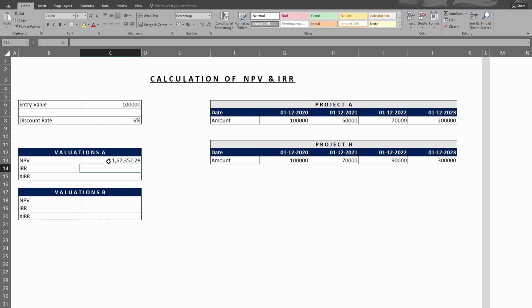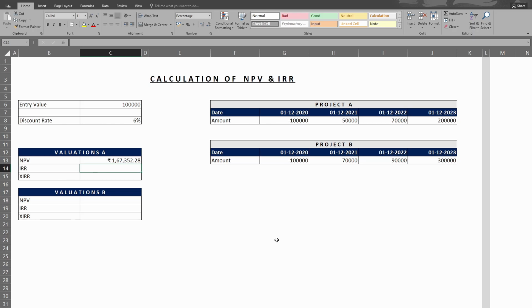Always remember, if NPV is positive, that means you can accept that project. You can go forward and invest in that business. If NPV is negative, that means the business is not worth investing in. You will make a loss if you invest in a negative NPV business.